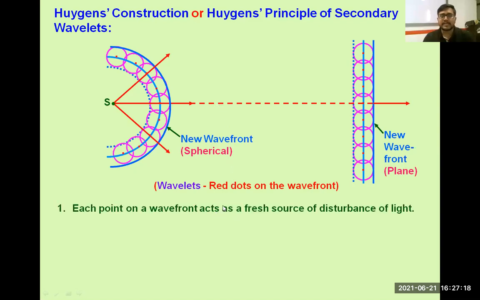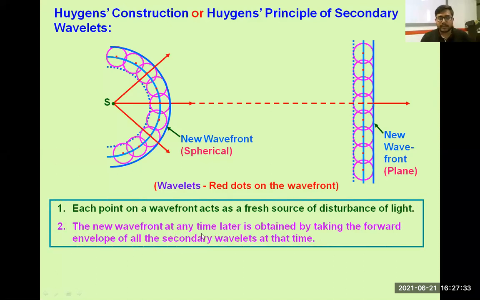Okay, now what is Huygens principle? Starting from this, number 1, each point on the wavefront acts as a fresh source of disturbance of light. This is the first principle given by Huygens. Second, the new wavefront at any time later is obtained by taking the forward envelope of all the secondary wavelets at that time. These are the two very important Huygens principles, and from these two statements we are going to prove the reflection of light, refraction of light, Snell's law, and many more. But basically in the syllabus, reflection and refraction are there.